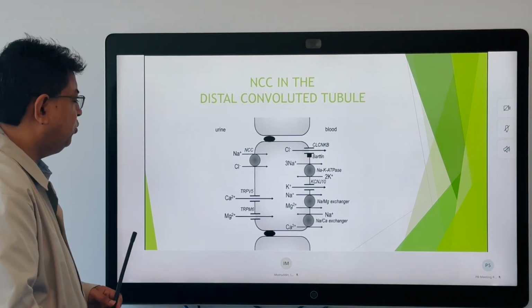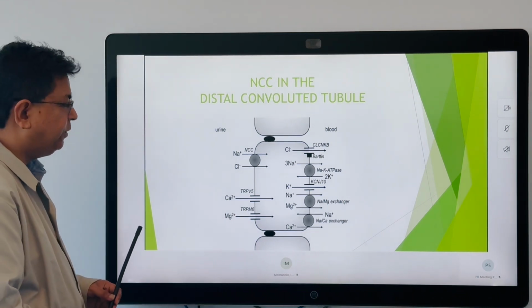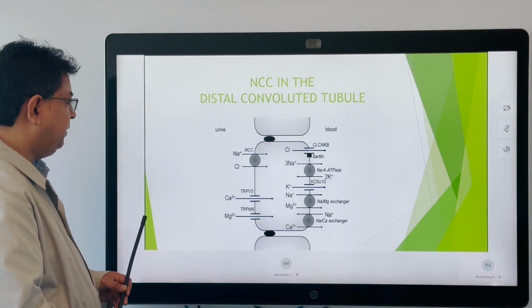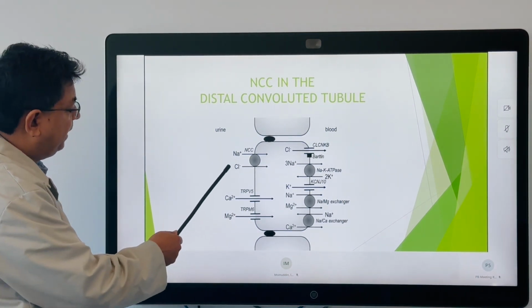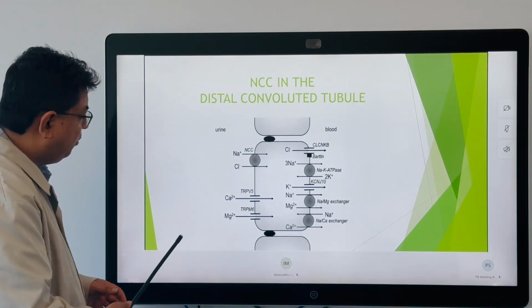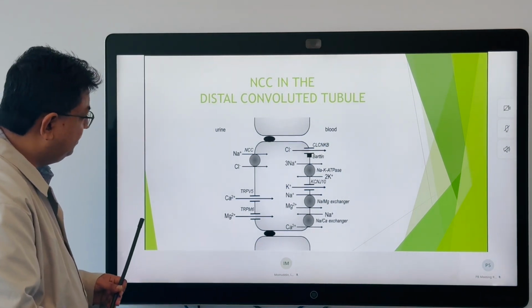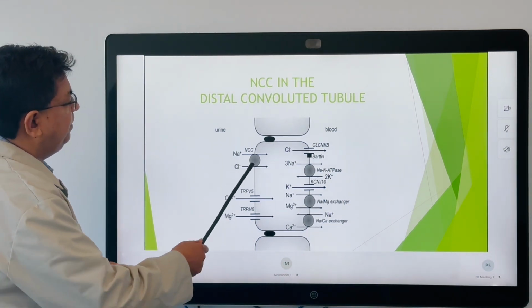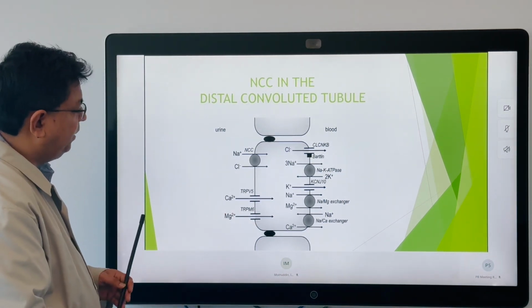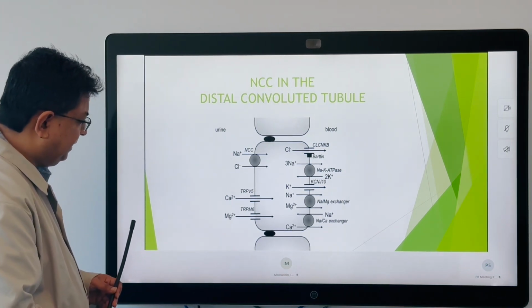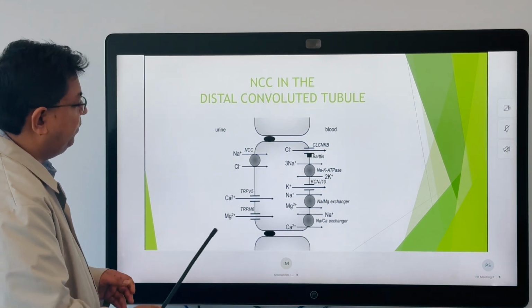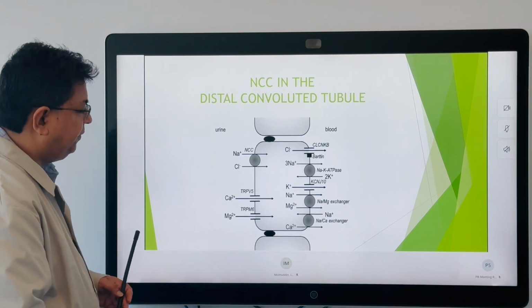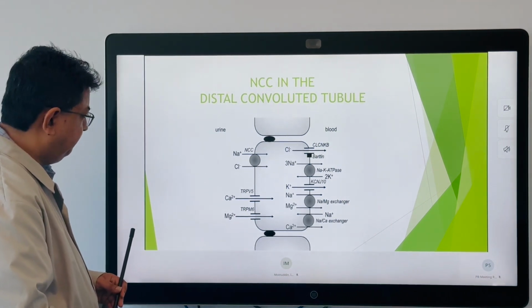You have the sodium chloride co-transporter in the distal convoluted tubule. The sodium and chloride electrolytes are transported across the luminal membrane into the cells of the distal convoluted tubule. Subsequently, the sodium is conserved via the sodium-potassium ATPase. And the sodium-calcium exchanger allows for conservation of calcium.